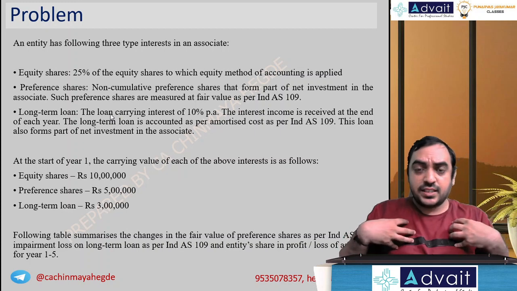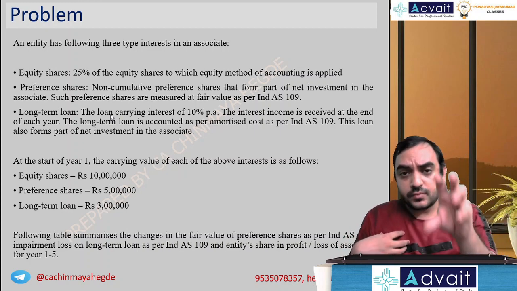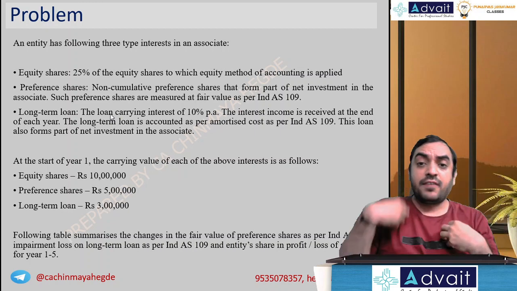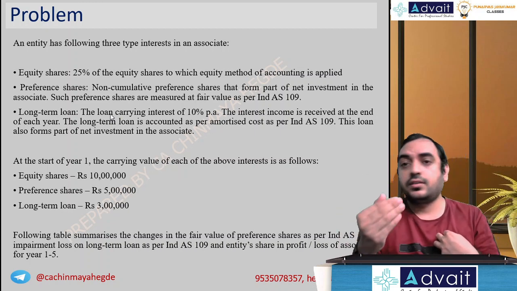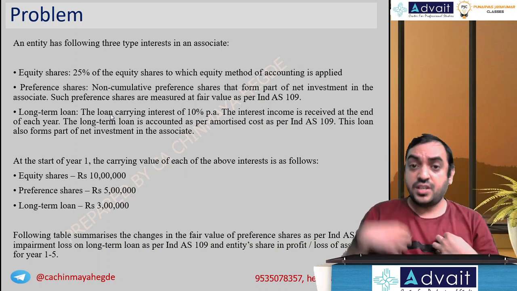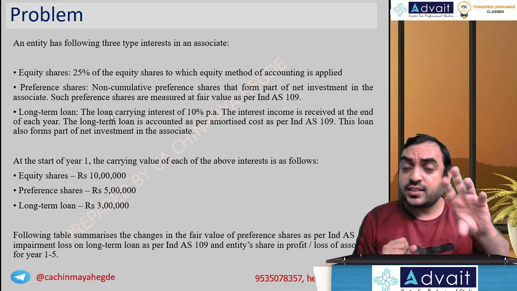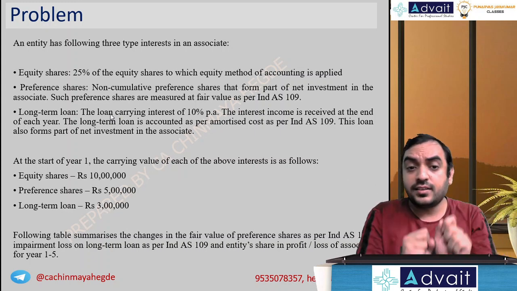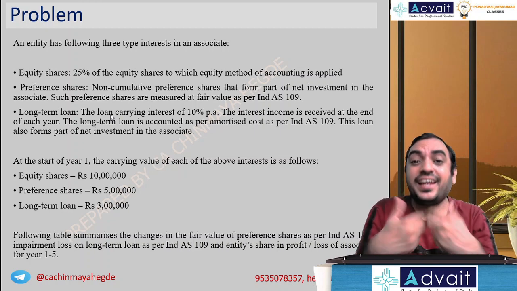So as an investor, I have shares in a company. I have equity shares in the company. I have invested in preference shares of the company. I have invested in a loan to the company. So I've invested in equity shares, I've invested in preference shares, I've invested in a loan. For equity shares, I follow the equity method. But for preference shares and the loan, I don't follow any equity method. So it will be part of net investments.